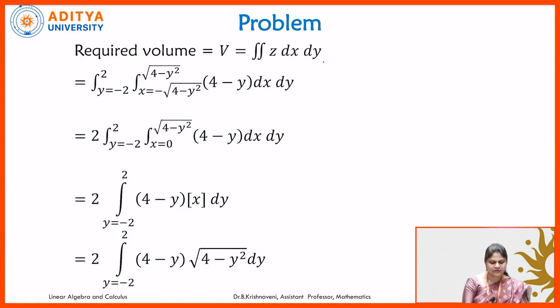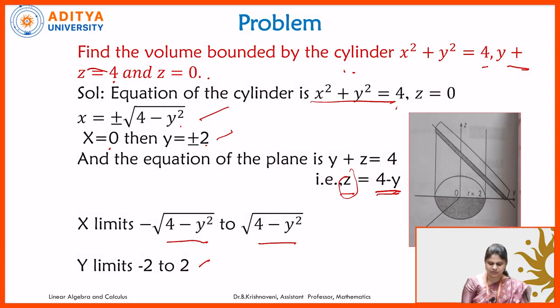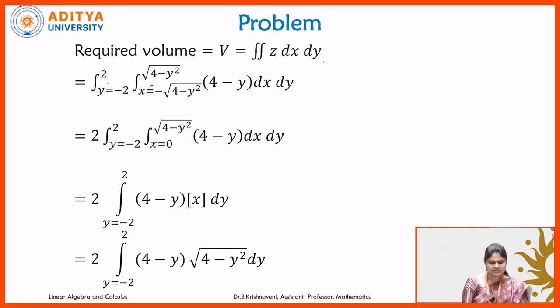Where y is from minus 2 to 2, x is from minus root of (4 - y²) to root of (4 - y²), and z, as we just got, is 4 - y, dx dy. Since the x limits are variables, we need to integrate first with respect to x, then with respect to y, and this is equal to 2 times the integral for y from minus 2 to 2, x from 0 to root of (4 - y²), of (4 - y) dx dy.